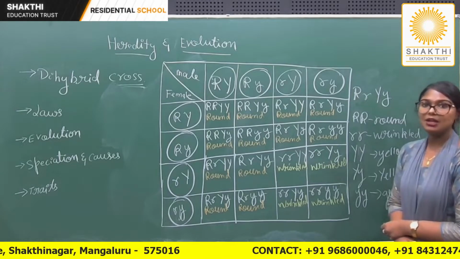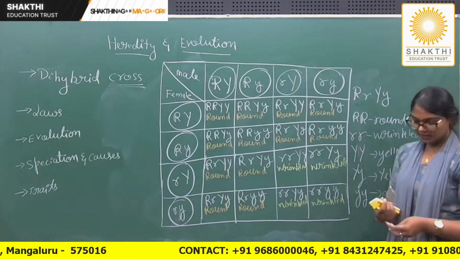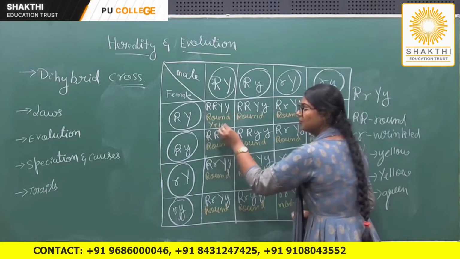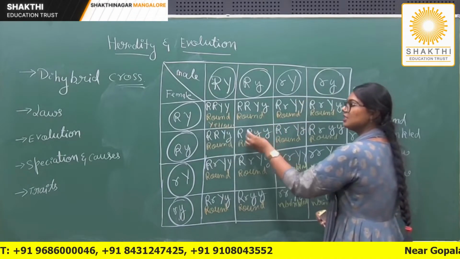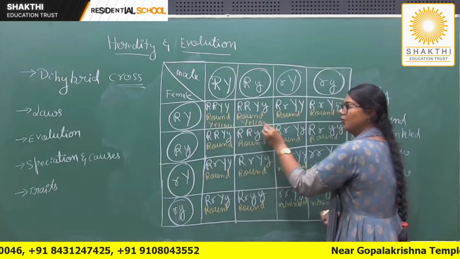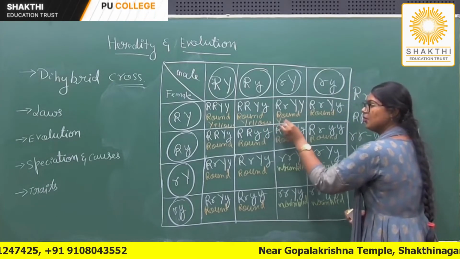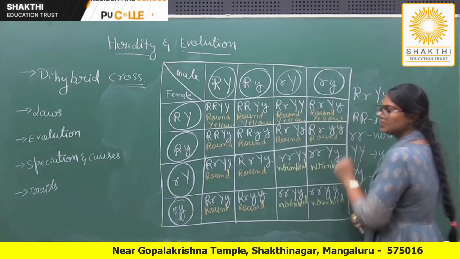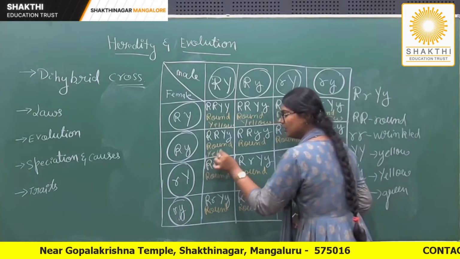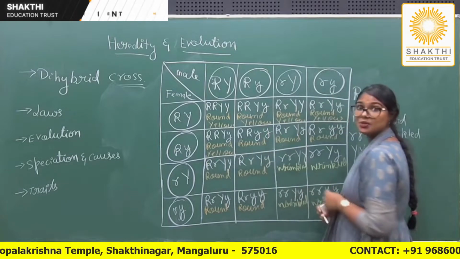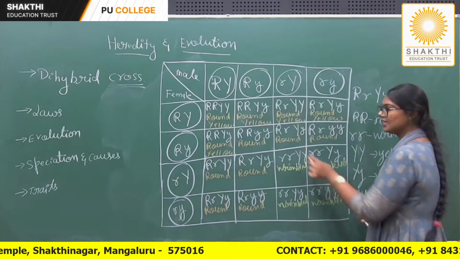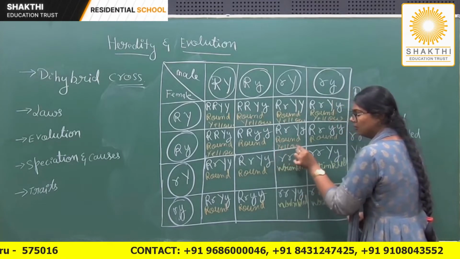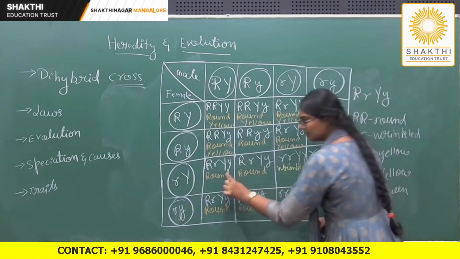So we'll quickly fill in all the yellow ones first. So capital Y is yellow. Capital Y, small y is again yellow. This is also yellow. Yellow seeds. This is also yellow. Small y is green. We'll leave it like that. This is yellow. This is green. This is yellow.